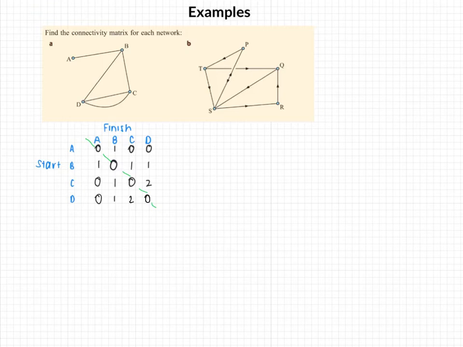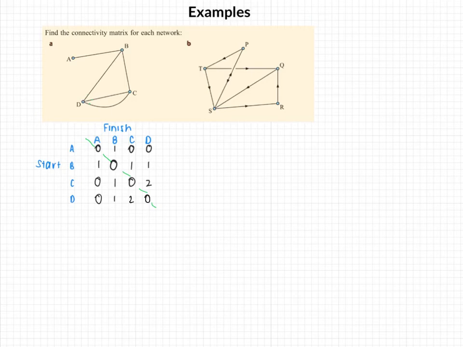We also notice that if we look at the sum of the rows, row A has a sum of 1, then that tells me there is only one edge coming from A. Whereas if we look at row D, that's the sum of 3, so I can count 1, 2, 3 edges coming out from D.